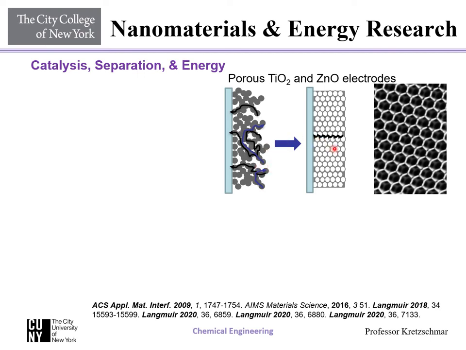To increase their efficiency, we have made inverse opal structures out of zinc oxide and titanium dioxide, and here electrons show a much higher efficiency of being transported to the collecting electrode. This shows an image of an inverse opal structure taken with a scanning electron microscope.